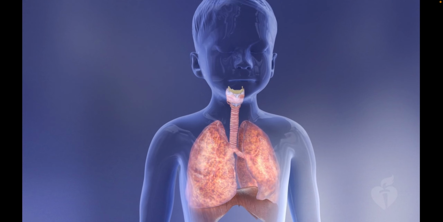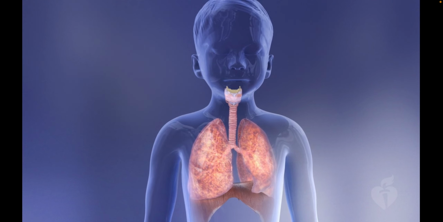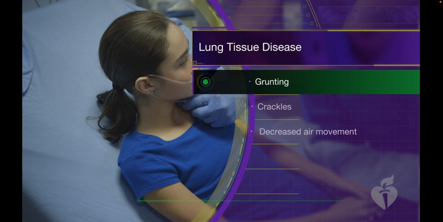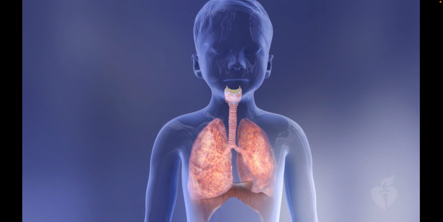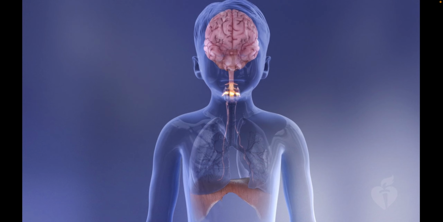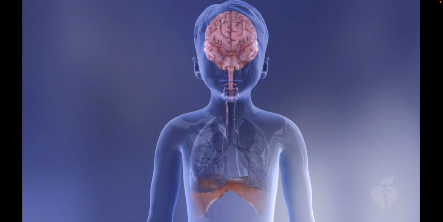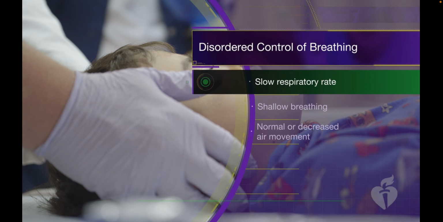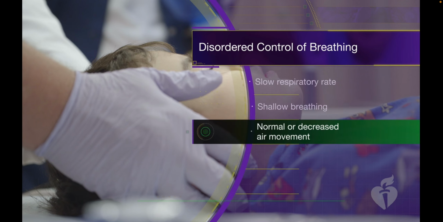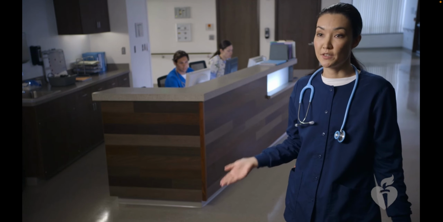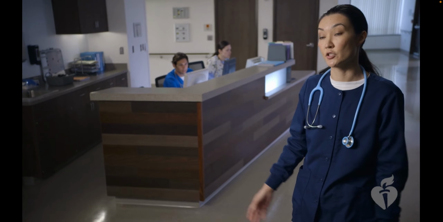A child with lung tissue disease, such as pneumonia, demonstrates increased respiratory rate and effort that may include grunting. Crackles and decreased air movement may be present. A child with disordered control of breathing, such as a child with brain injury or drug overdose, may have an irregular breathing pattern. The respiratory rate is often slow, and breathing may be shallow with inadequate respiratory effort. Air movement may be normal or decreased. A child with disordered control of breathing may have poor muscle tone or a decreased level of consciousness, causing upper airway obstruction. Once you've identified the category of respiratory emergency, you can then intervene.